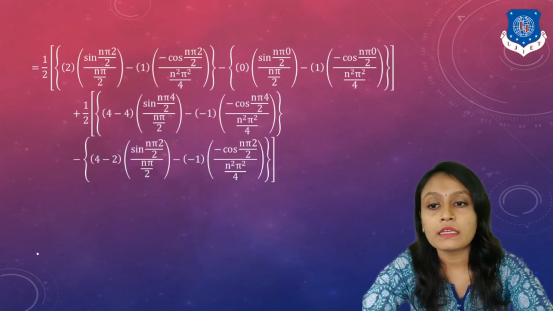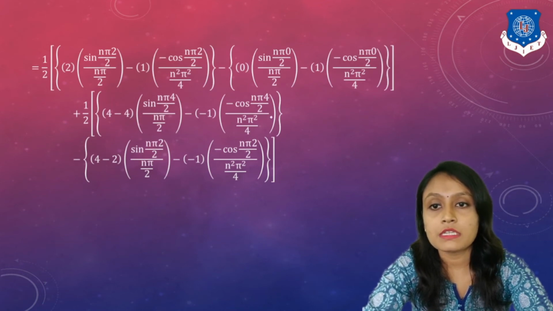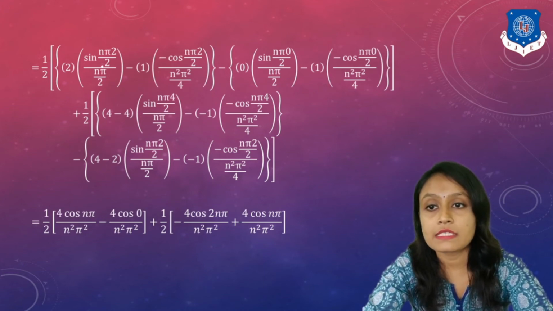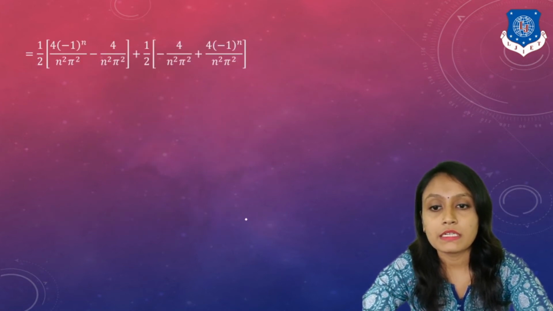Now we have to apply the limit. In this step, I have substituted the value of the limit. Now we will simplify this. On simplification we get this term. Whenever we have sin n pi, that term will become 0. So whenever you have sin n pi and 0, that term will get cancelled and what remains is presented here.